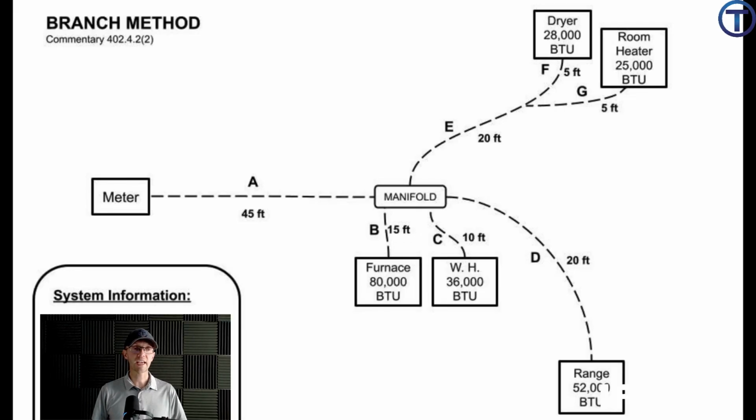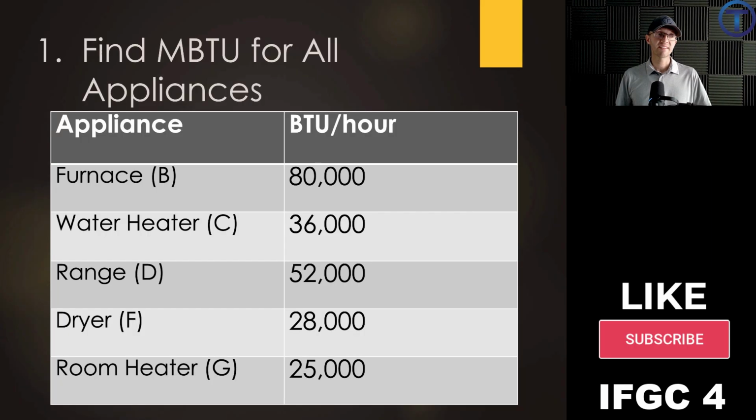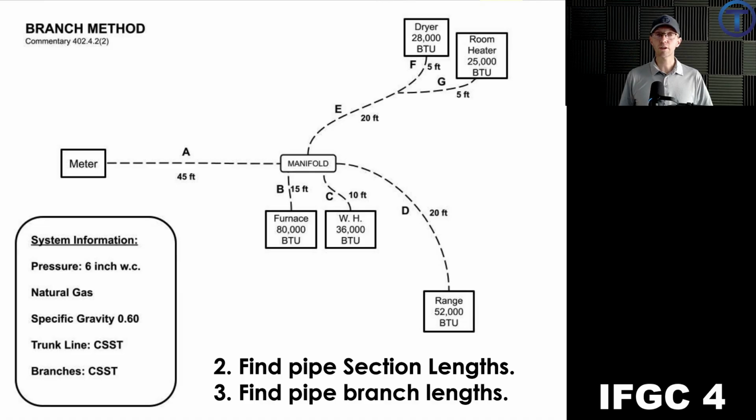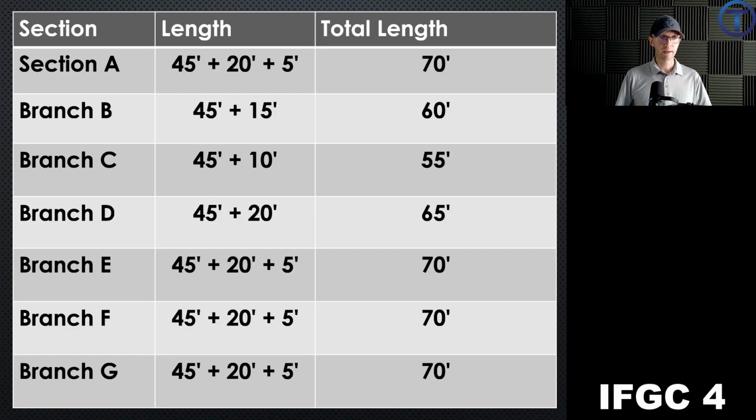Each of these branches has the respective distance or length associated with them. So we should be able to sort this out. Step 1, we looked at all of the BTUs. We've got them listed from the furnace to the room heater with the respective BTUs per hour. Steps 2 and 3, we need to find our section lengths and our branch lengths. So we've gone ahead and noted all of that on this diagram. We can use that on our table to find the specific total length for each branch.